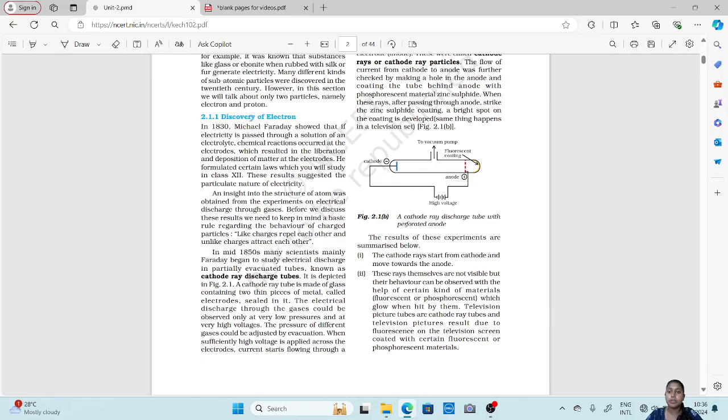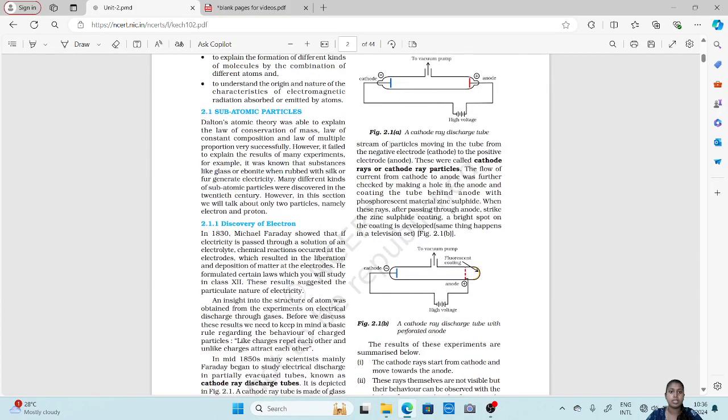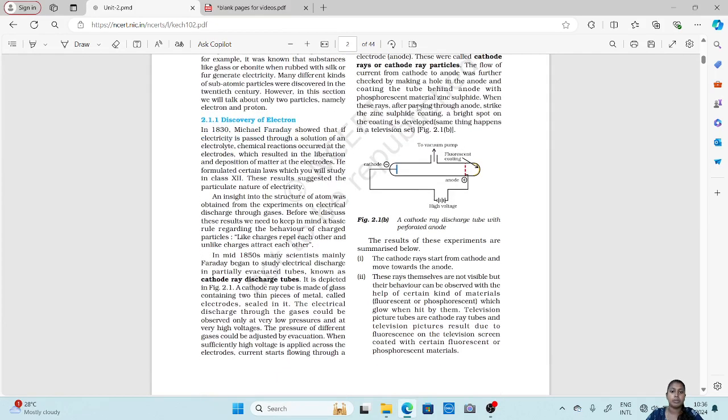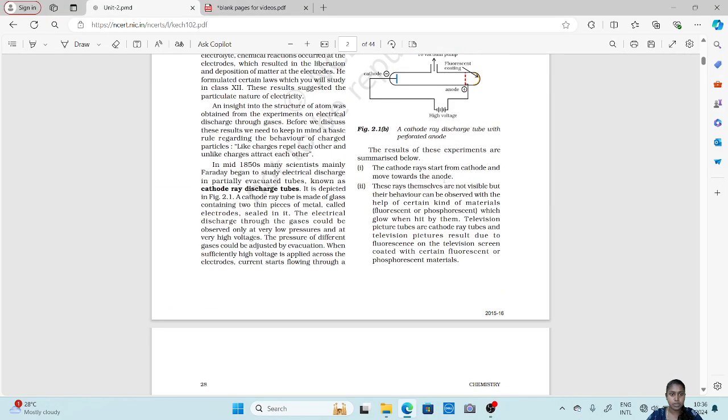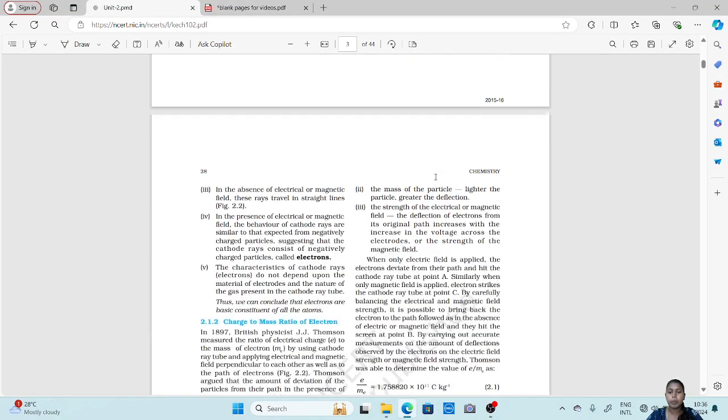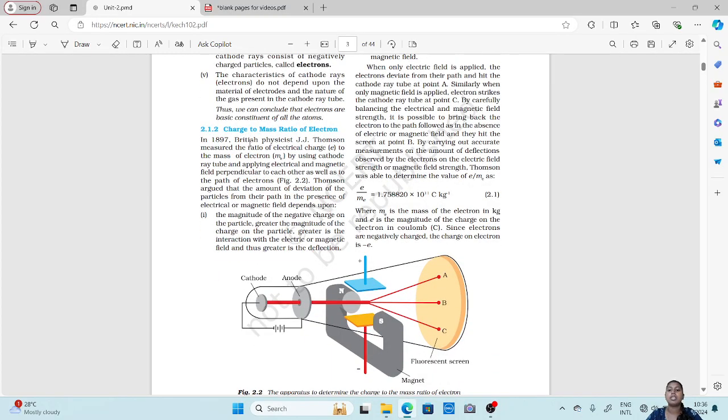So, discovery of electron, we have also seen the cathode ray discharge tube. So this is the cathode ray discharge tube where cathode rays are passed, and we have discovered the cathode particles which were later named as electrons. We have also seen the results of the cathode ray discharge tube experiment. Now today we'll see the charge to mass ratio of the electron.